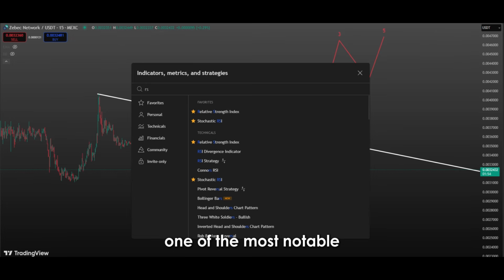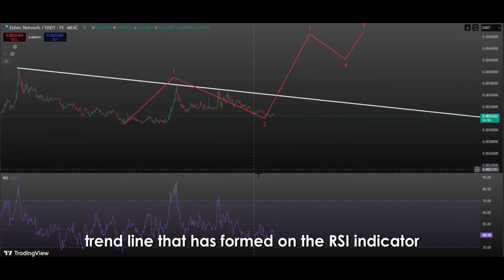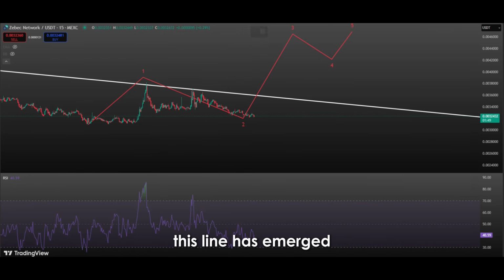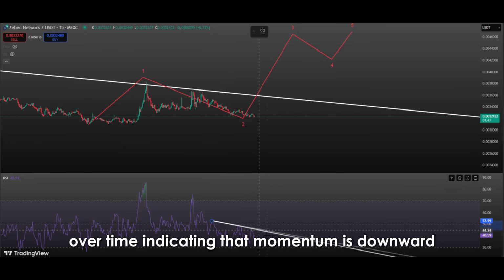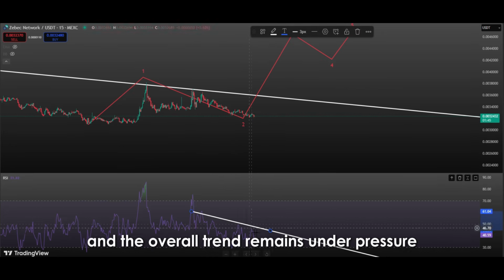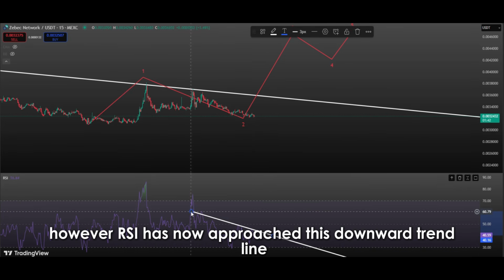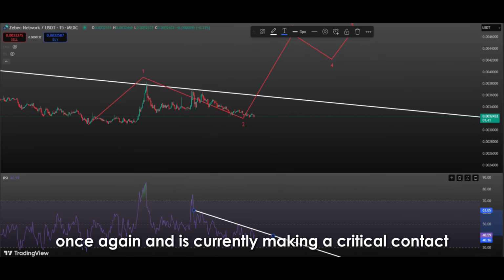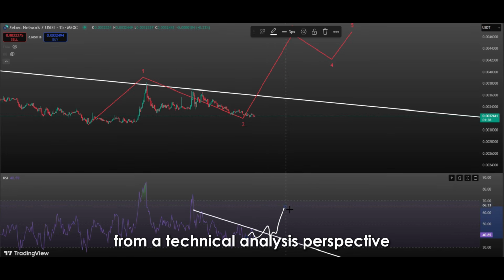One of the most notable technical structures on the chart is the downward trend line that has formed on the RSI indicator. This line has emerged as RSI values have created lower highs over time, indicating that momentum is downward, buyers are weak in the market, and the overall trend remains under pressure. However, RSI has now approached this downward trend line once again and is currently making a critical contact. This contact marks a significant crossroads from a technical analysis perspective.